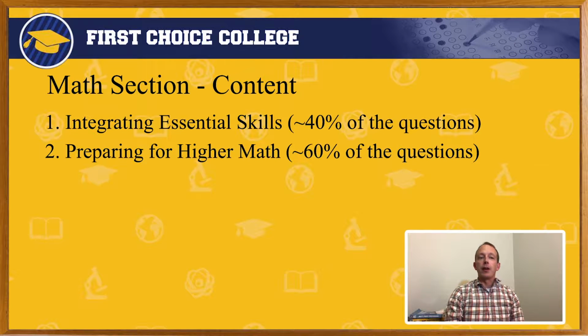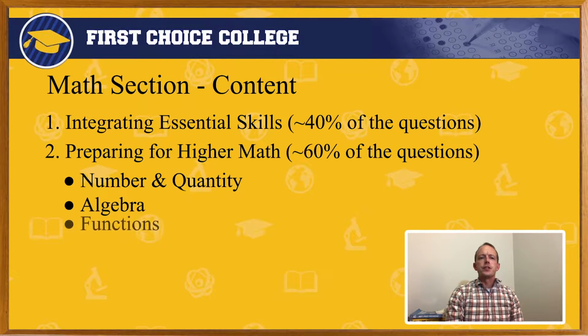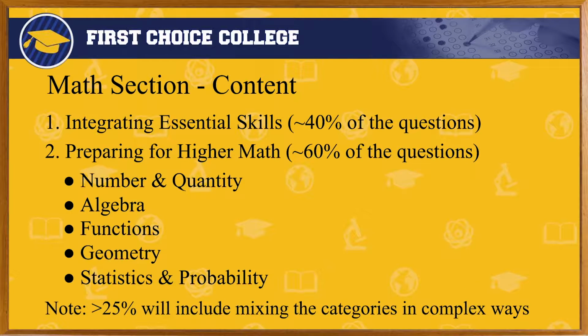The second section, preparing for higher math, is about 60% of the questions. And this contains topics like number and quantity, algebra, functions, geometry, and statistics and probability. This math is intended to be the math that you've had most recently, and perhaps the math that you're currently in. It's worth noting that up to 20% of the problems fall into a category we call modeling, in which the categories are mixed, and you'll have two different sections that you have to complete to be able to solve for the variable. So you'll have to create a model of this and then solve for it, and it'll combine ideas from both sections.